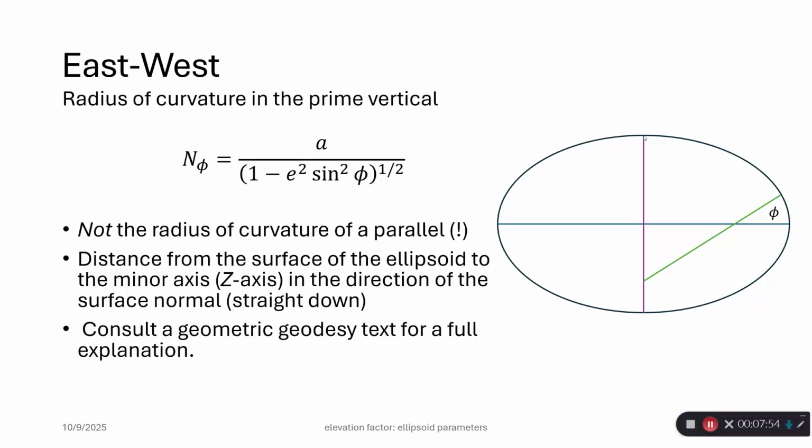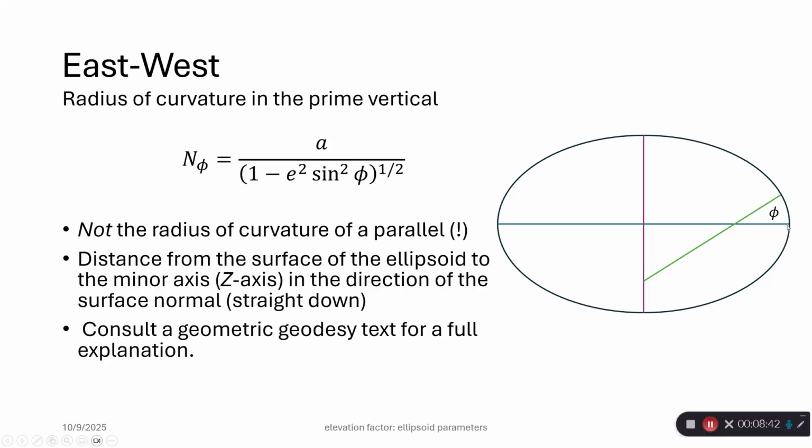Another interesting property of the radius of curvature in the prime vertical is that this radius of curvature is the distance from the z-axis, from the minor axis, to the surface of our reference ellipsoid. That quantity is useful in geometric geodesy. We need to know that number for various things from time to time. We won't be using the radius of curvature in the prime vertical in that particular way when we're talking about the elevation factor, but it's a useful fact to know. It comes up in the conversation from time to time.